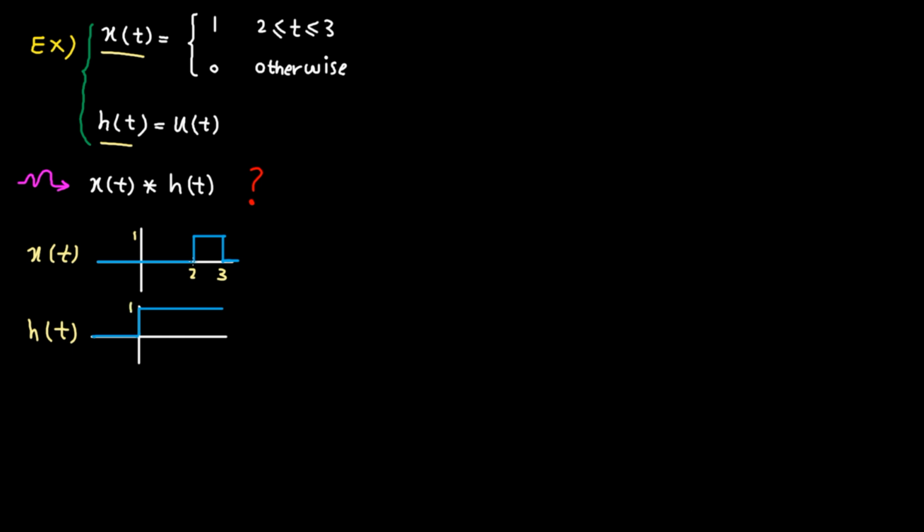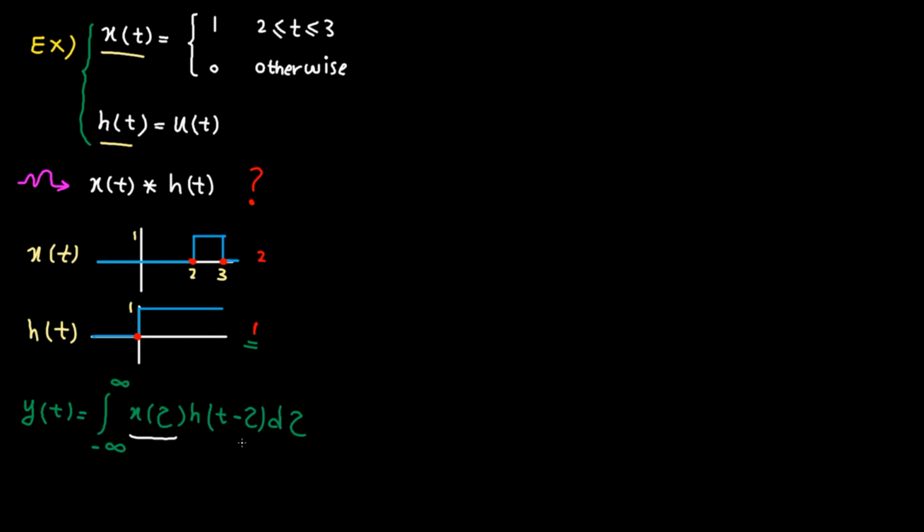Step number 1. Find the critical points. For x(t), 2 and 3 are critical points, and for h(t), 0 is a critical point. We have 2 critical points here and 1 critical point here. As we have fewer critical points here, I prefer to go with this integral.